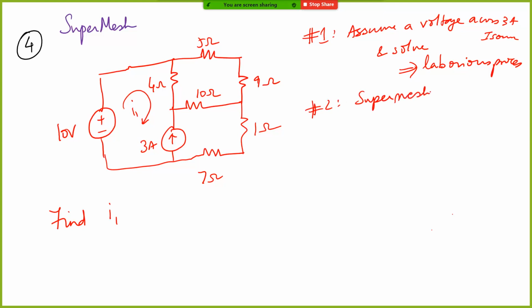What is a super mesh here? Just to refresh your memory, you form a loop which does not include the current source, or rather the current source is enclosed in the loop. One such loop can be something like this. The current source is included, but it doesn't form a part of your KVL equation. So both the mesh equations are combined into one super mesh equation, and then you solve them. So you have two equations with two unknowns, and you can find the answer. Can you solve and let me know what is I1?